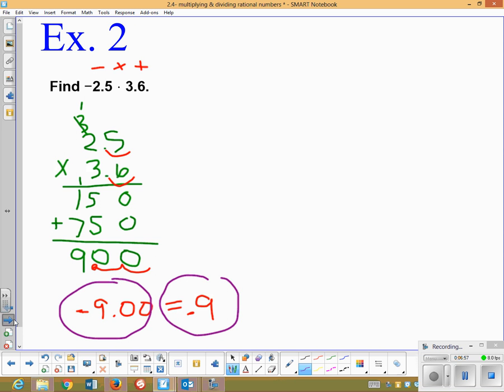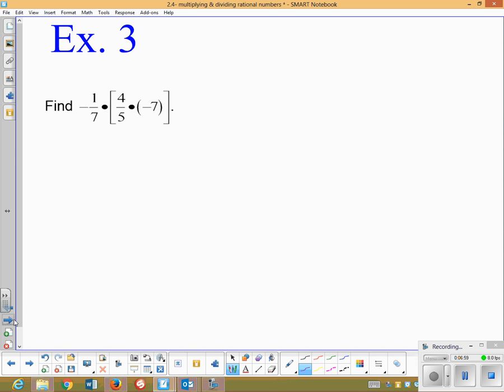All right. Example 3. Now for example 3, we have here negative 1/7 times 4/5 times negative 7. So what we need to do first is go ahead and multiply what you see in the bracket first. So I have here 4/5 times negative 7. Remember, PEMDAS, as we solve what's in the parentheses or bracket. So we're going to go ahead and solve this first. 4/5 times negative 7. So we're going to go ahead and times it by negative 7.